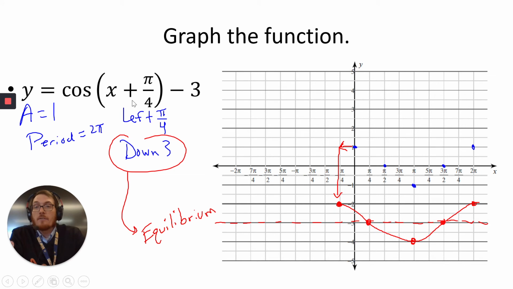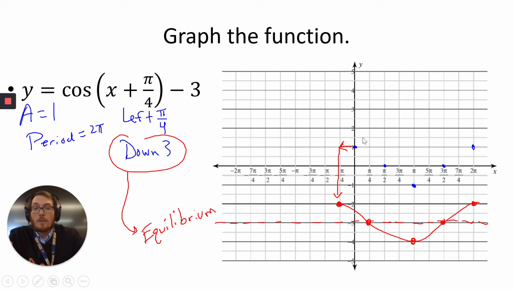This next one has a phase shift, or a horizontal shift, of left pi over 4. That would correspond to D being negative pi over 4. And then notice here it has minus 3. That should just move everything down 3. So this is a regular cosine graph, so I put these dots here to represent the regular cosine graph that we've talked about in the past.